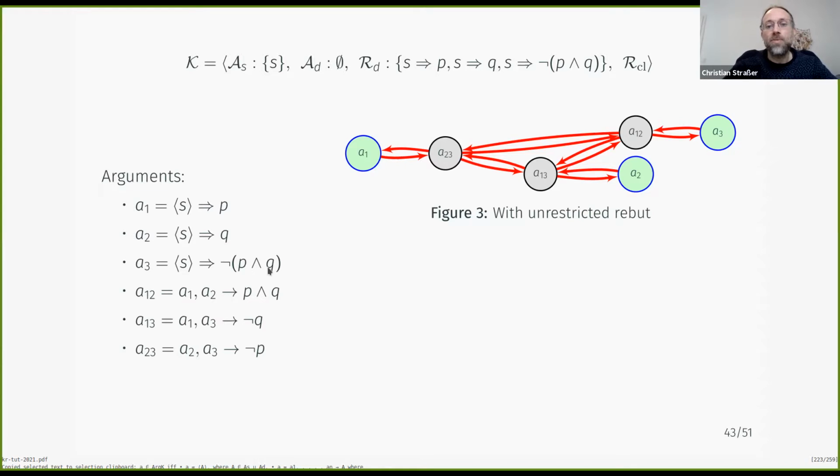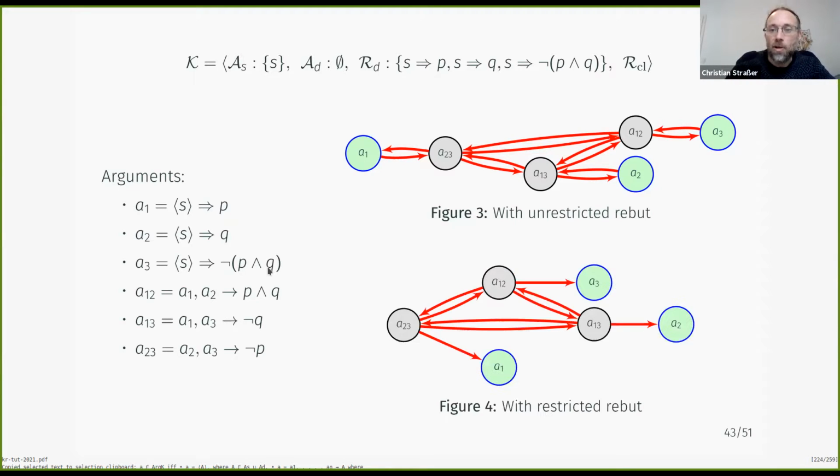So this is the reason why in ASPIC this is not allowed. If you don't allow for it, the argumentation graph looks like that. So you don't get the attack from A1 to A23 anymore. So several of the attack arrows will be removed. And now I highlighted them still, but now you can easily see this is not a stable extension anymore. So before, the green ones were stable extensions, now they are not anymore.